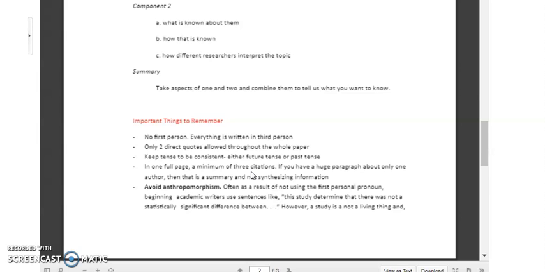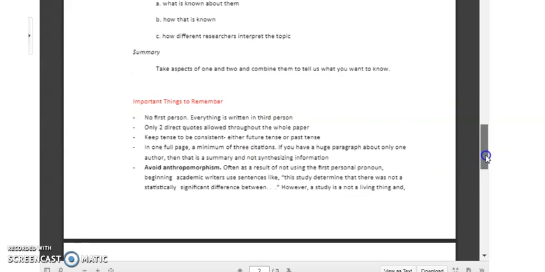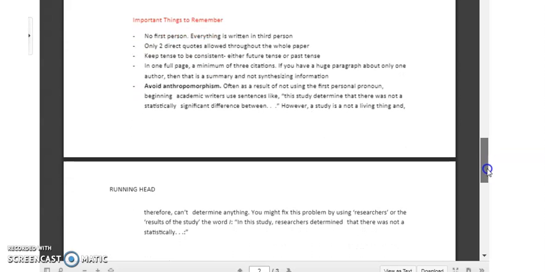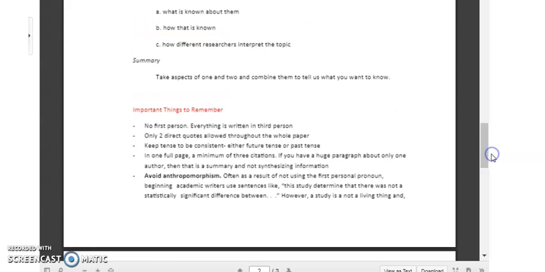One very common mistake is that you personalize the research. Like you use sentences such as 'a study determines.' Well, the study is not a living thing. Or 'the research shows that.' Research is not a living thing. Researchers are living things, or you can say 'the results from the study show that.' You have to be very careful not to have anthropomorphism as you are writing the paper. So these are some important points to remember.